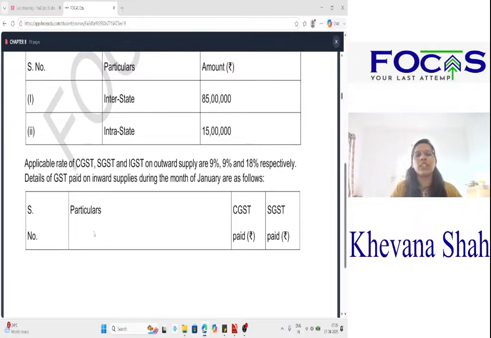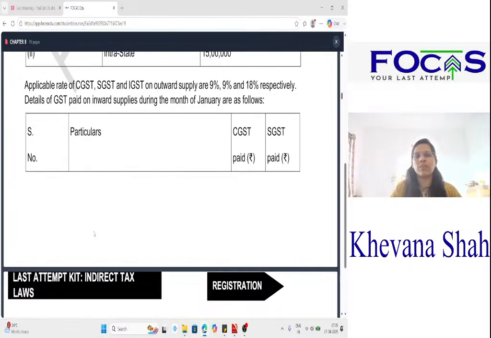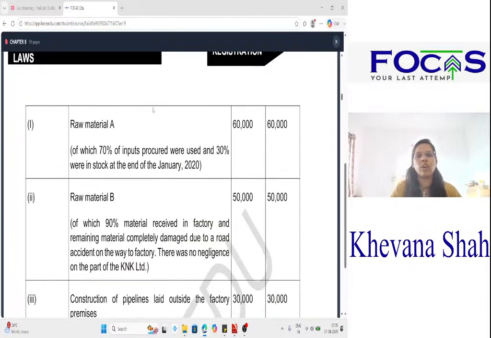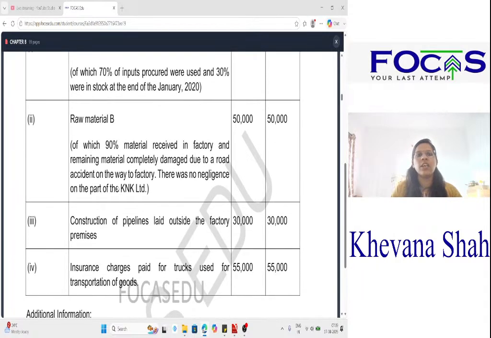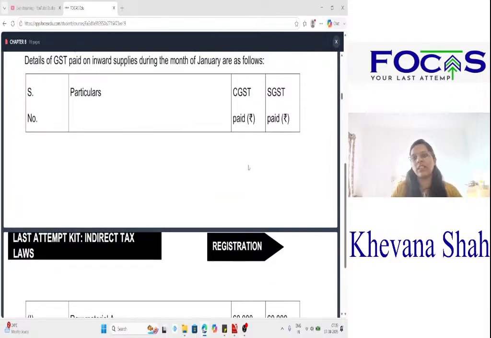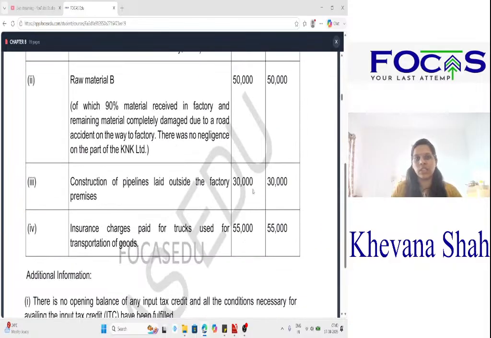Then the details of GST paid on inward supplies for the month of January. On raw material A, of which 70% of inputs were used and 30% were in stock at the end of January, it is 60,000 each. For raw material B, 90% is received in the factory and the remaining material was completely damaged due to a road accident on the way to the factory, and there was no negligence on the part of K&K Limited. For that we have CGST and SGST of 50,000 each.